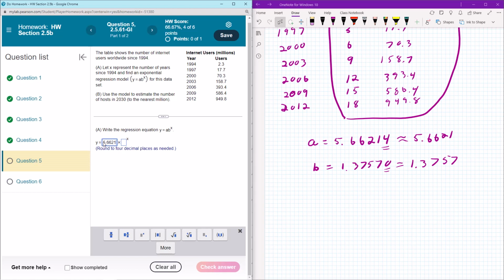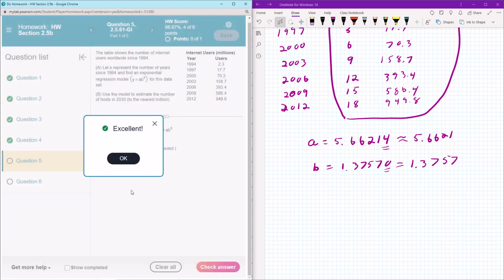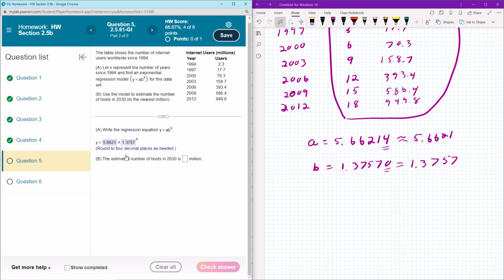5.6621, and then here we have 1.3757. Check our answer, and there we go. Now the next part is we want to use this model, this equation right here, to estimate the number of users in the year 2030.